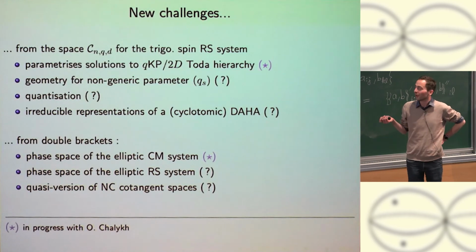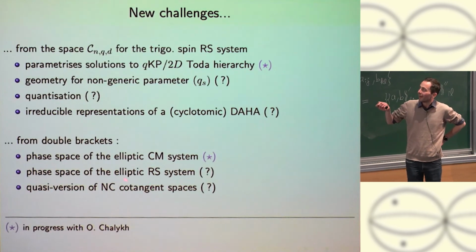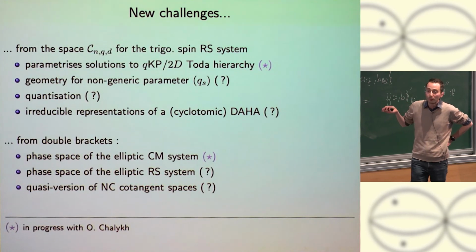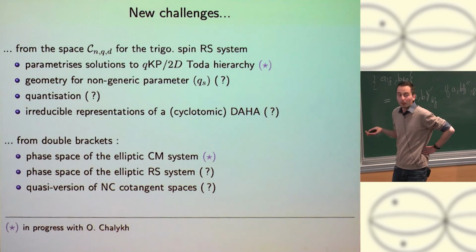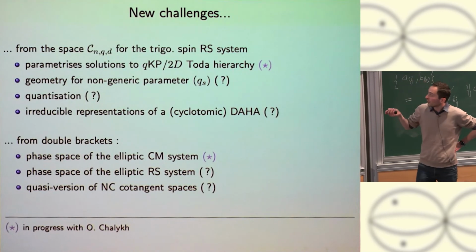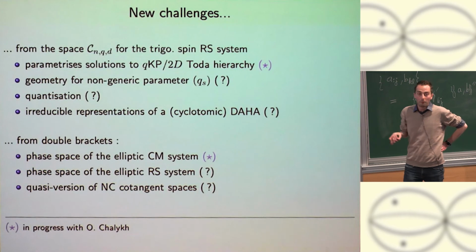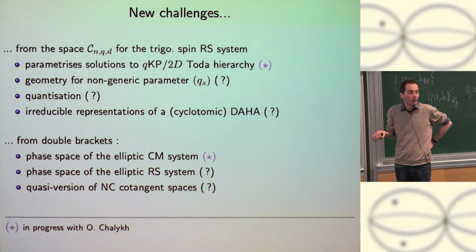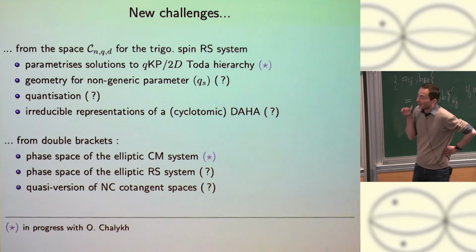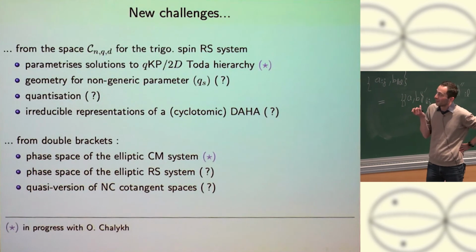But then there are more challenges. For example, there is also an elliptic version of this Ruijsenaars-Schneider system, and you could ask, what would be a non-commutative algebra with a double quasi-Poisson bracket from which you can deduce all the Poisson geometry of such a phase space? And I really have no idea what to do. So this is something really difficult.